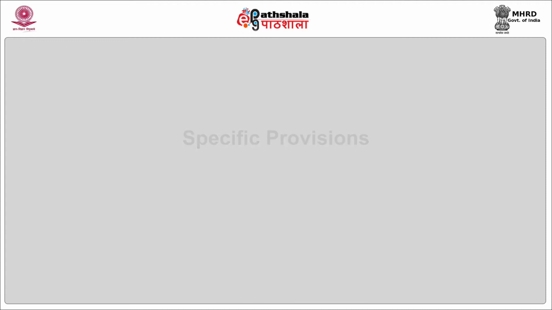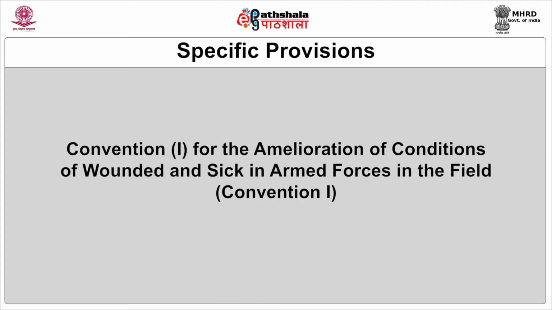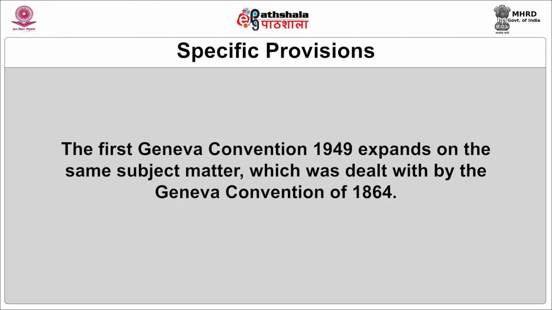Specific provisions. Convention 1 for the amelioration of conditions of wounded and sick in armed forces in the field. The first Geneva Convention in 1949 expands on the same subject matter, which was dealt with by the Geneva Convention of 1864. It targets the wounded and sick soldiers, medical personnel and facilities, wounded and sick civilians accompanying forces or those who spontaneously take up arms, and military chaplains. The convention is divided in 9 chapters. Some of the specific provisions that constitute the substance of the convention are discussed in this section.